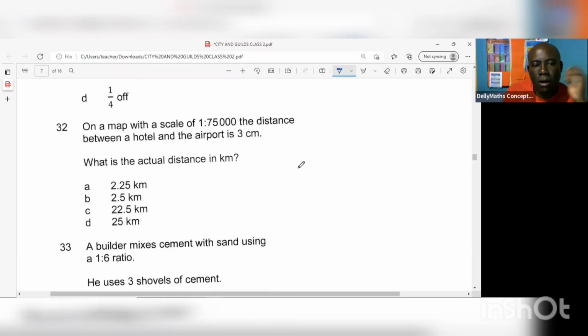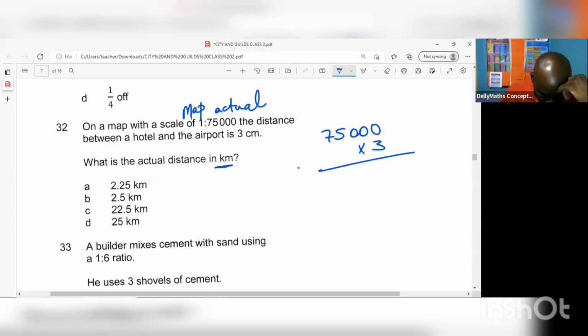On a map with a scale of 1 to 75,000, the distance between the hotels is 3 centimeters. What is the actual distance in km? What we want to understand is that this is the map and this is the actual thing here. So if we have 3 on the map, it's going to be 75,000 times 3 to get the actual thing. 75,000 times 3, and we're getting 225,000. But this is in centimeters.